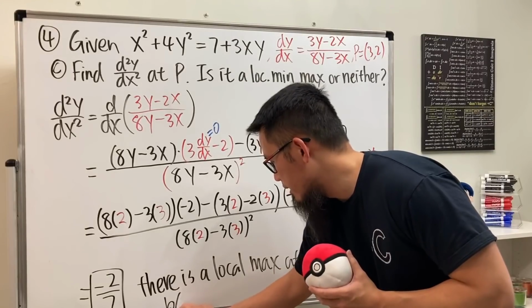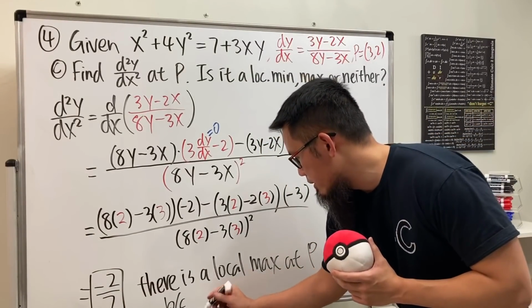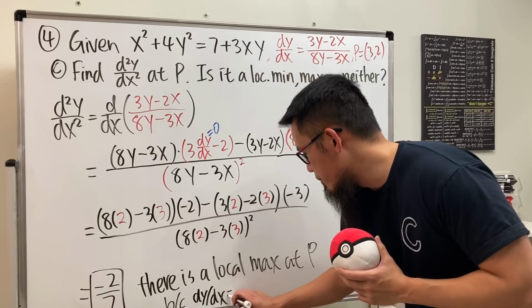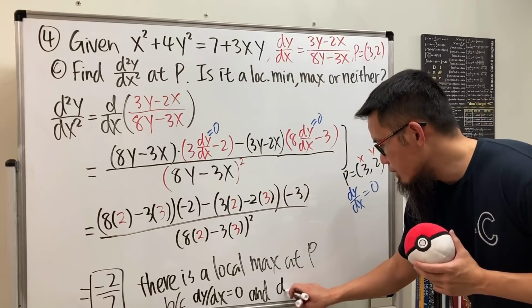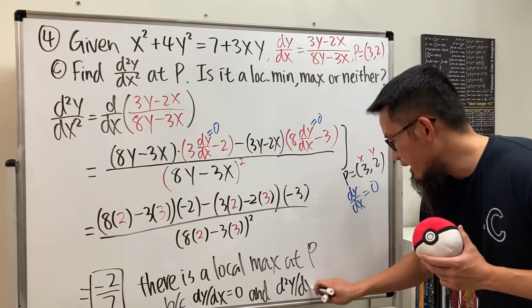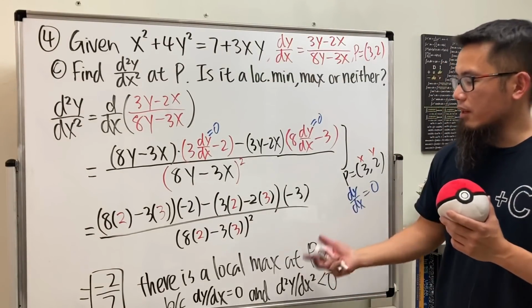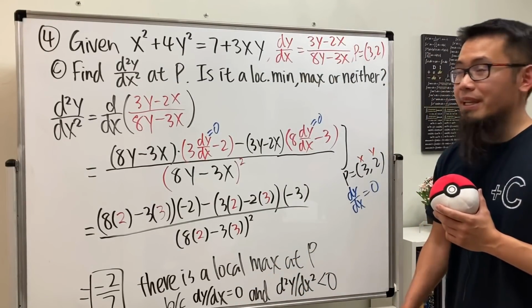Here's the reason. Because we have dy dx being equal to 0. So I'll just say dy dx is equal to 0. And d2y dx2 is negative. So concave down, you get a local max with the first derivative being equal to 0. So that will do it.